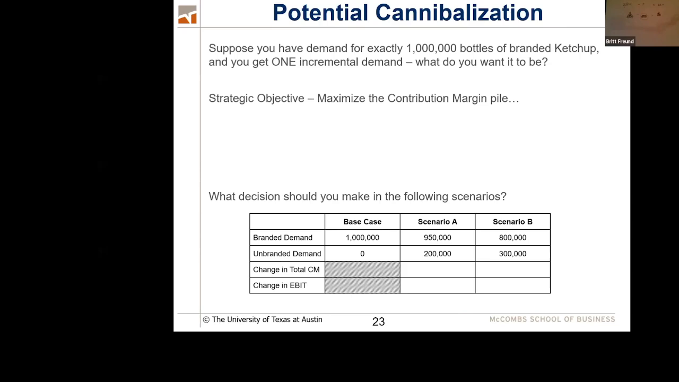But what's HEB going to do then? They're going to go to Heinz. They're going to go to somewhere else. And they're still going to sell their cheaper ketchup, right? And really, if we say no, we don't get to go back to the 1 million and 0 case. We end up facing the 800,000 and 0 case. And now we've lost even more money. So this is a difficult thing. I want y'all to think about this.